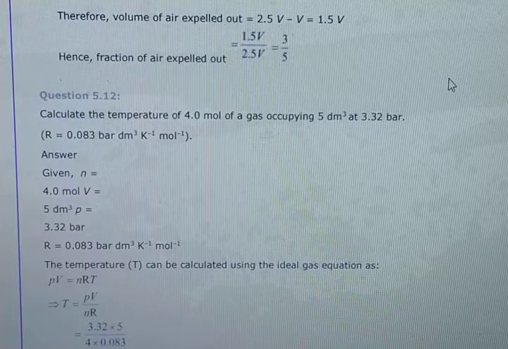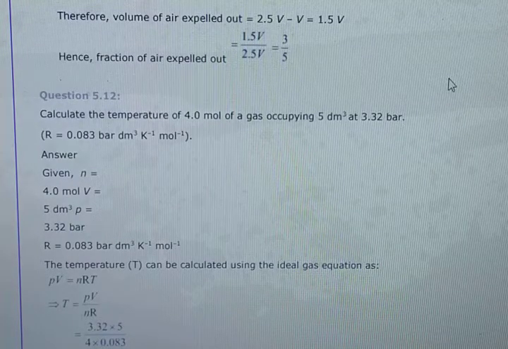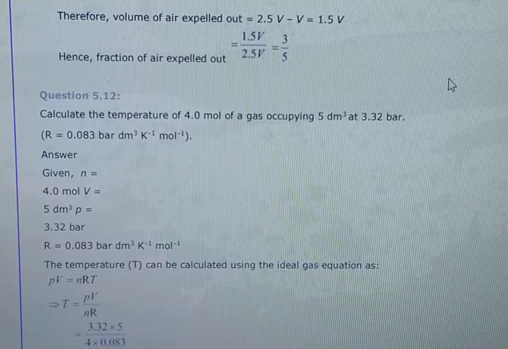Therefore the volume of air expelled out is 2.5 V minus V, that is equal to 1.5 V. So the fraction of air expelled out is 1.5V upon 2.5V, that is equal to 3 upon 5. Now we are moving towards question number 12.